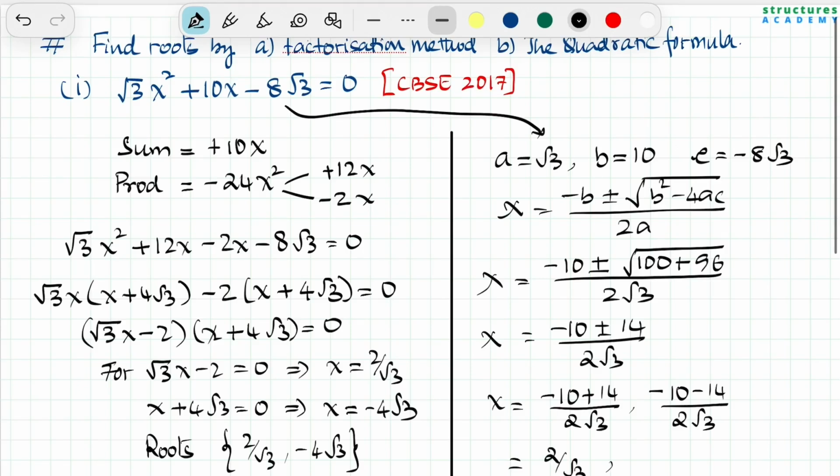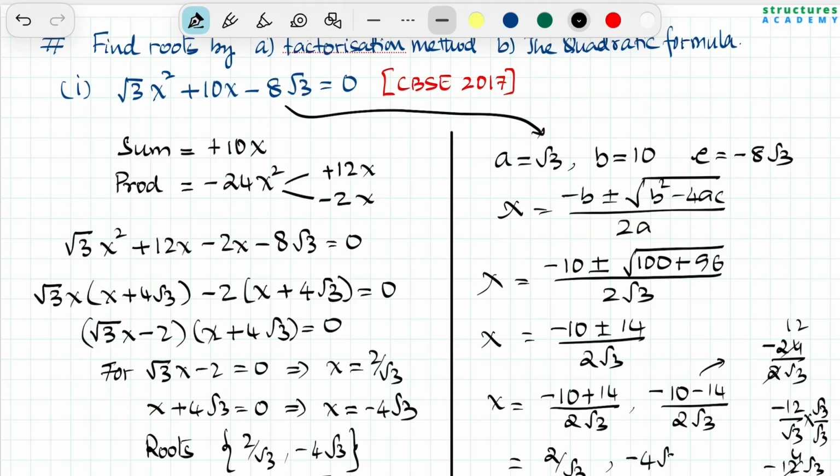This term, if you look at this term, this is basically minus 24 upon 2 root 3, which cancels, giving us minus 12 by root 3. Now if I rationalize this, I would get minus 12 root 3 by 3. So 3 goes 4 times and I do get the same, minus 4 root 3. So in both cases we are getting 2 by root 3 and minus 4 root 3.